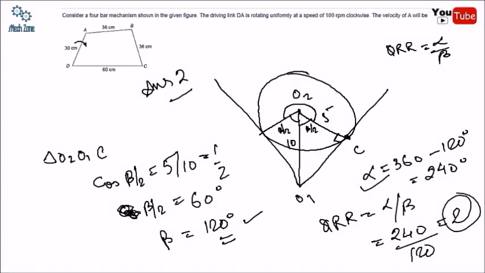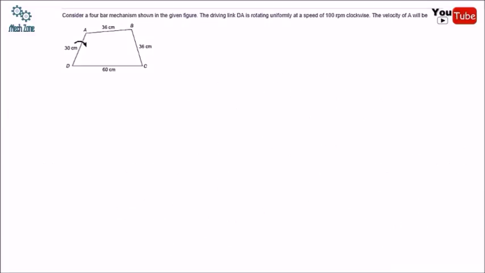In this question, we have been given a four bar mechanism as shown in the given figure. The driving link DA is rotating at a uniform speed of 100 RPM clockwise. The velocity of A will be, now this is a very direct question. The velocity V is simply R into omega.